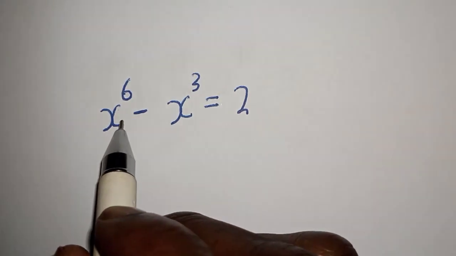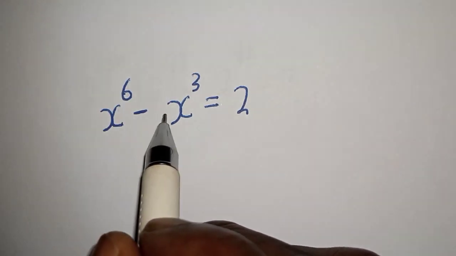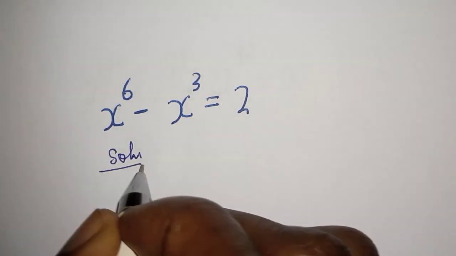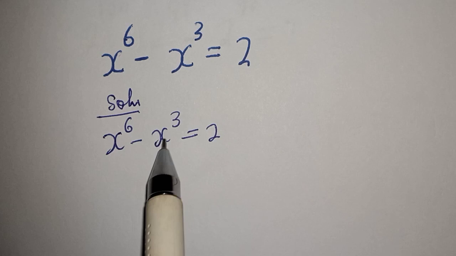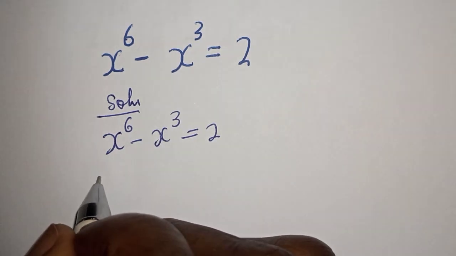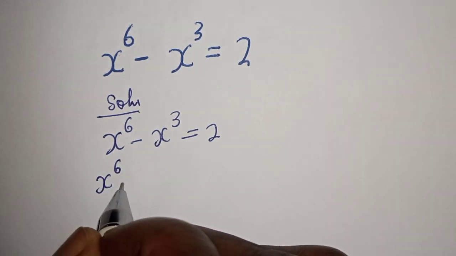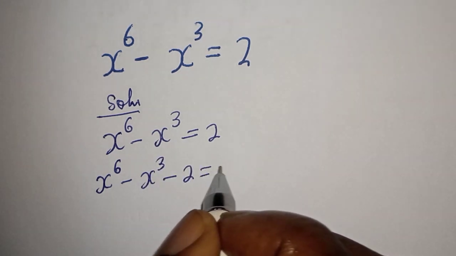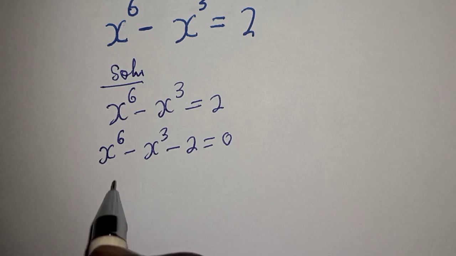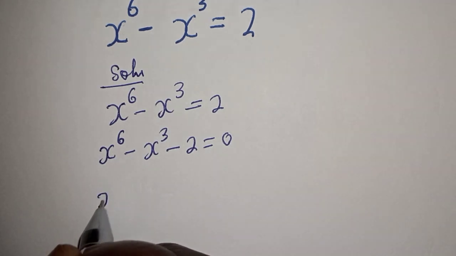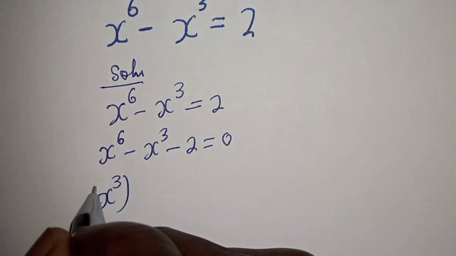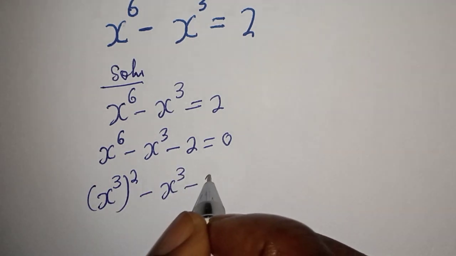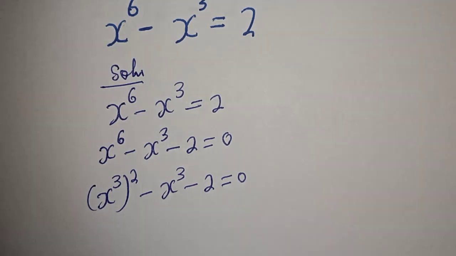Hello, how to solve for s from this equation: s raised to power 6 minus s raised to power 3 is equal to 2. Solution. s raised to power 6 minus s raised to power 3 is equal to 2, and s raised to power 6 minus s raised to power 3 minus 2 is equal to 0. Now s raised to power 6 can be written as (s raised to power 3) squared minus s raised to power 3 minus 2 is equal to 0.